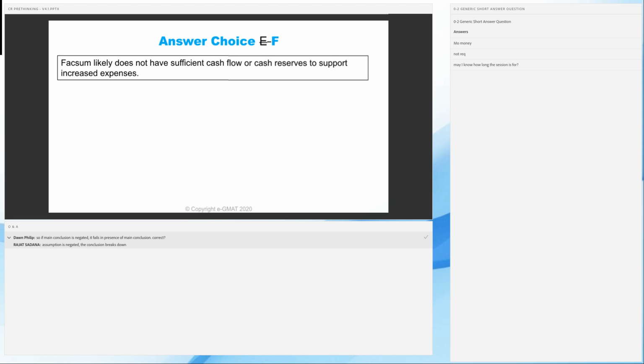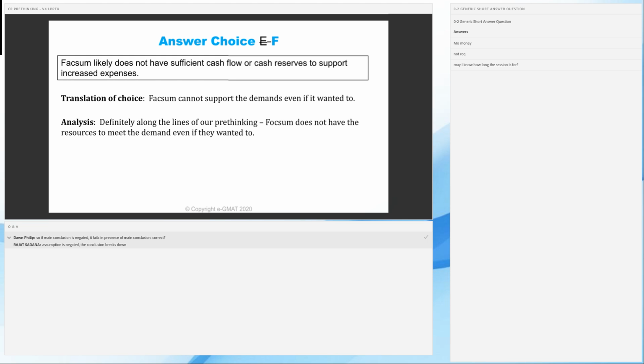Choice F, very few people chose choice E, so I'm not going to go there. Choice number 6 is Faxam does not have sufficient cash flow or cash reserves. This is absolutely correct, because if it has sufficient cash flow, then there's a way to avoid the strike. What this choice is saying is even if Faxam wanted to, it cannot meet the demands, which is a must be true.